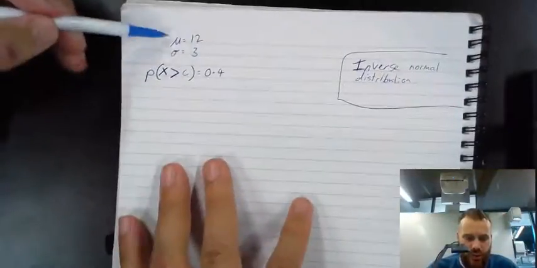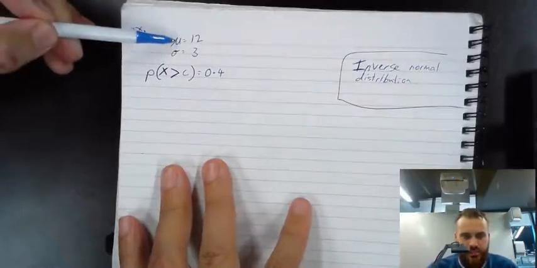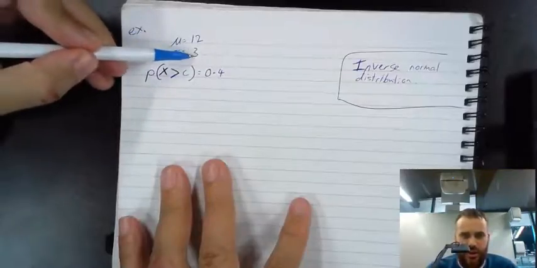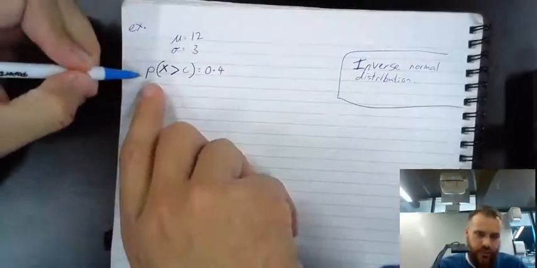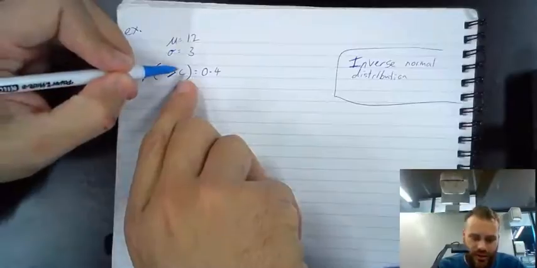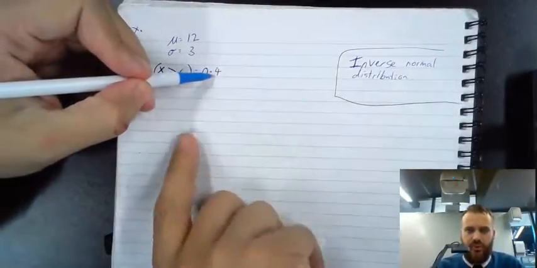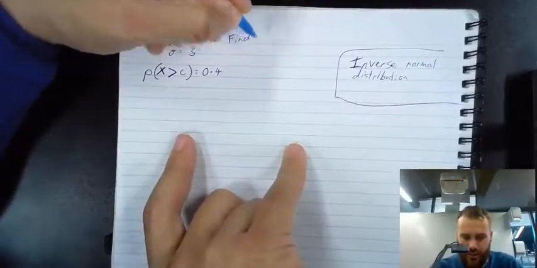So here's our first question. It's a bit tough to read. The mean is equal to 12. The standard deviation is equal to 3. Okay, so we know what our normal distribution looks like. Now we're saying that the probability of the thing being greater than C, some value, is equal to 0.4. What we want to do is find C.